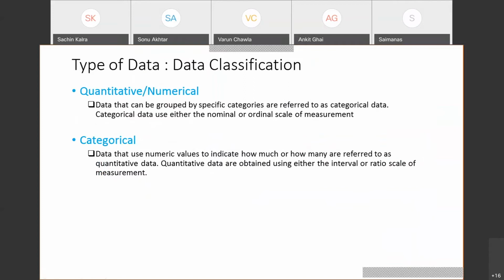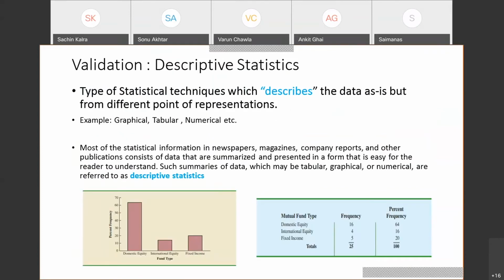Now, coming to the validation part, validation could, in other terms, be a part of exploration as well. We commonly use the term EDA, exploratory data analysis. To do EDA on any kind of data, we always start with descriptive statistics. Statistics has two parts. One is inferential statistics, and one is descriptive statistics.